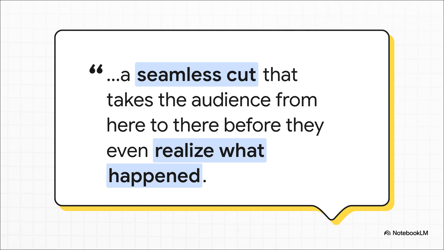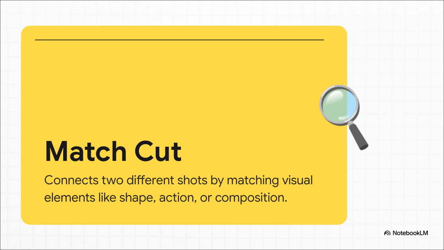But what if you want to do something even more ambitious? What if you want a cut that, as this quote says, takes the audience from here to there before they even realize what happened? And that, my friends, is the absolute magic of the match cut. This is a cut that links two totally different shots by matching some kind of visual element between them. Imagine a shot of someone striking a match, and just as the flame erupts, we cut to a shot of a desert sunrise. It creates this powerful, poetic connection between two things that otherwise have nothing in common.